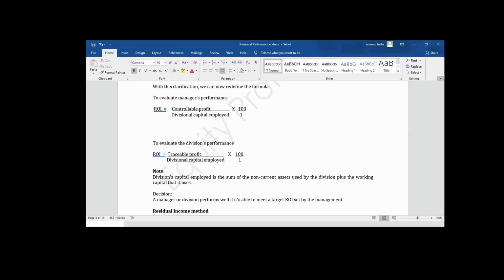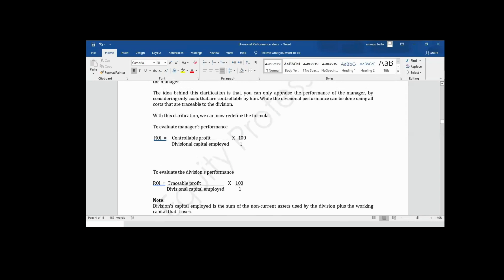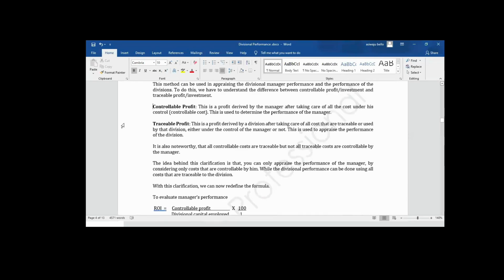What is traceable profits? Look at it here, please. Traceable profit is the profit achieved by a division after taking care of all costs that are traceable to the division or used by the division, whether within the control of the manager or not. Whether the cost is within the control or not, you are going to deduct it.